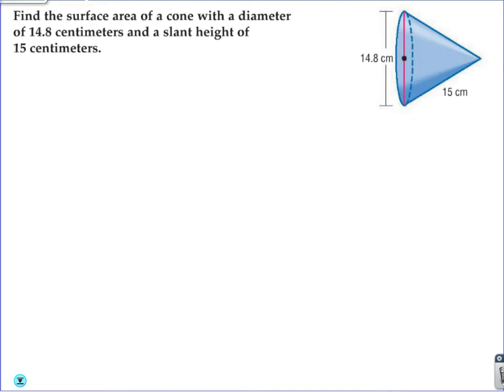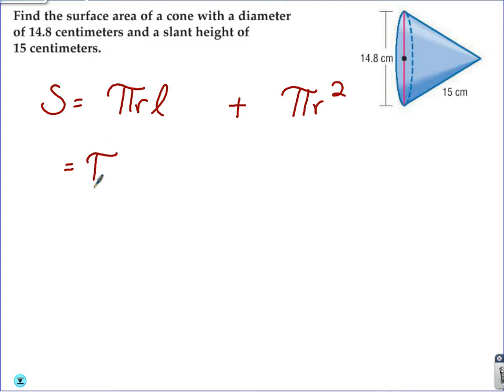Let's go on to this problem. Find the surface area. And again, surface area is equal to, let's split it into two separate problems, pi r L plus pi r squared: the area of the side plus the area of the base. Pretty easy. Pi times radius, and let's leave it exact.